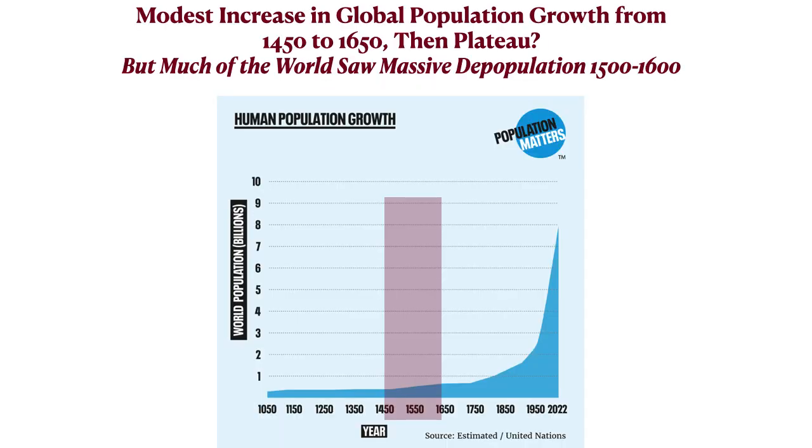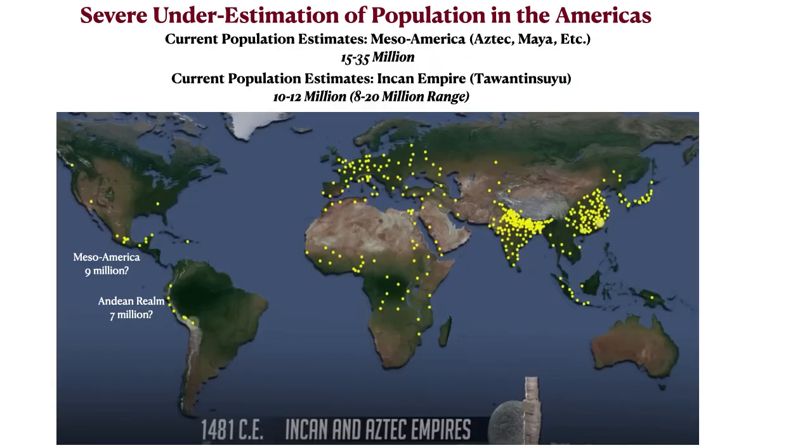So I believe I showed this slide at the end of the previous lecture as one of many graphs showing global population over the years. These are all very tenuous data. But what we see highlighted here is a modest increase in global population growth from 1450 to 1650, and then kind of a plateau. What it doesn't show, though, are regional differences, and it certainly doesn't show the fact that a very large portion of the world saw massive depopulation from 1500 to 1600. And that would be North and South America.